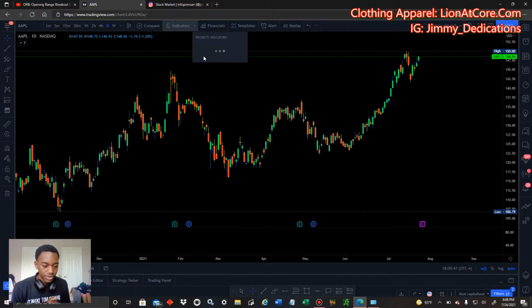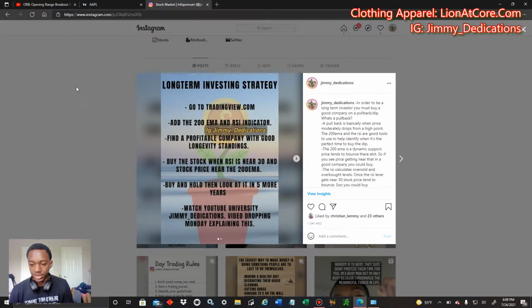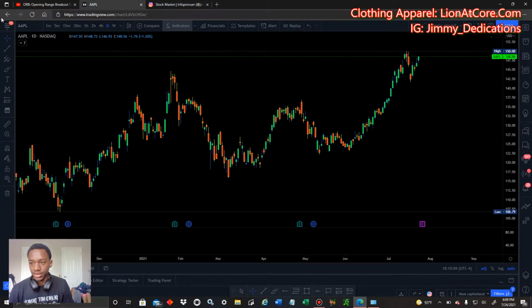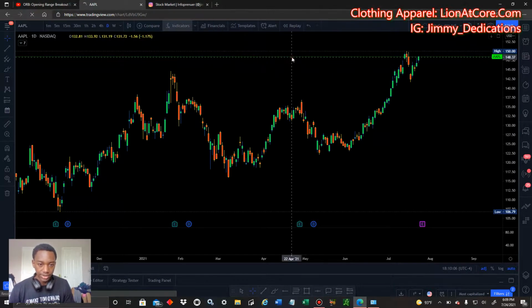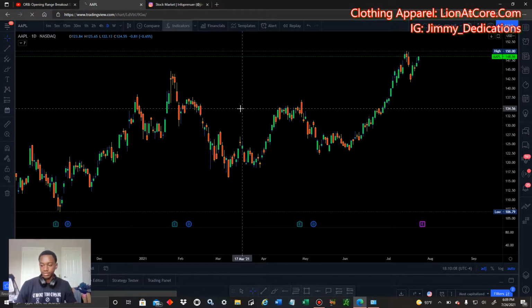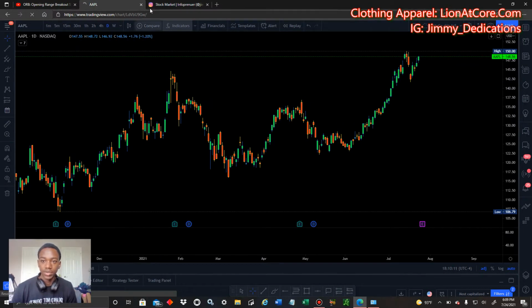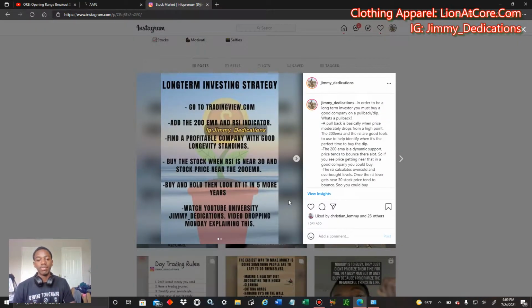Also, the 200 EMA is like dynamic support and resistance. It's the strongest dynamic support and resistance. So when price comes down to it, it usually bounces, since the market has been in an uptrend for the past 30 years. It usually bounces up once it gets to that 200 EMA line. But yeah, my internet's tripping. But basically what it is, you're buying on a pullback.